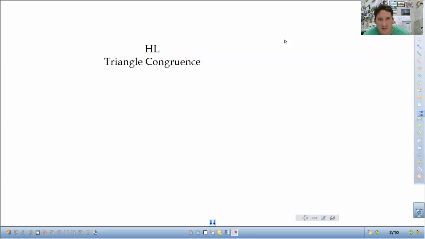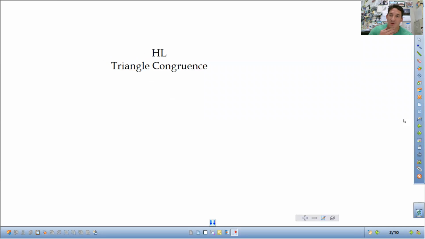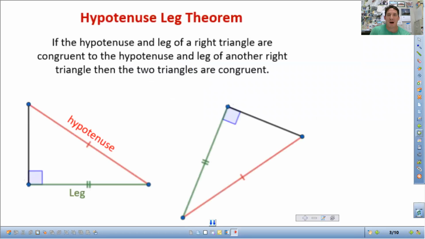All right, IM1 classes. Today we're talking about the final triangle congruence theorem, the shortcut to proving triangles are congruent. Today we are talking about HL. This one's different than side-angle-side and all those, because HL doesn't involve S's and A's. HL stands for hypotenuse leg. If the hypotenuse and leg of a right triangle are congruent to the hypotenuse and leg of another right triangle, then the two triangles are congruent.